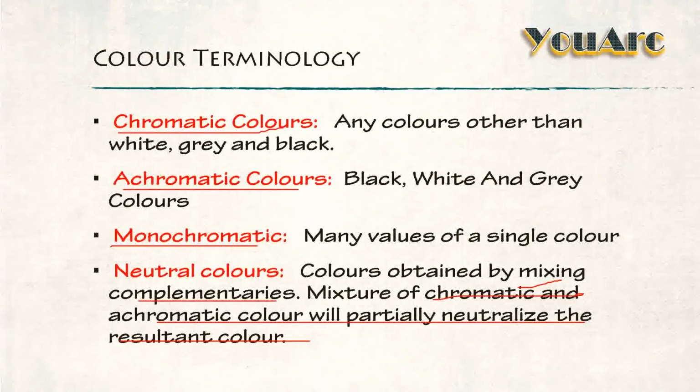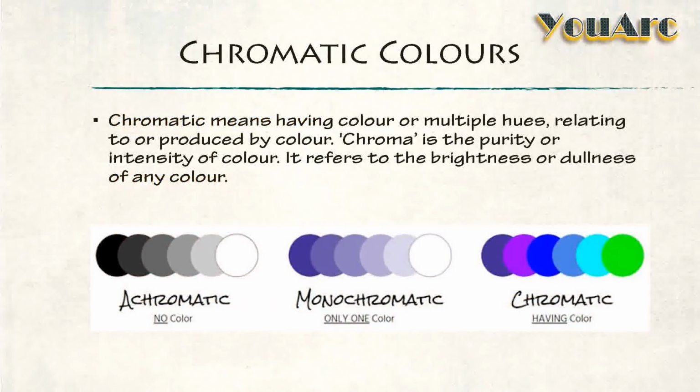Okay, let's see what chromatic colors are in detail. Chromatic is having color or multiple hues, relating to or produced by a color. Chroma is the purity or intensity of color. It refers to the brightness or dullness of any color.